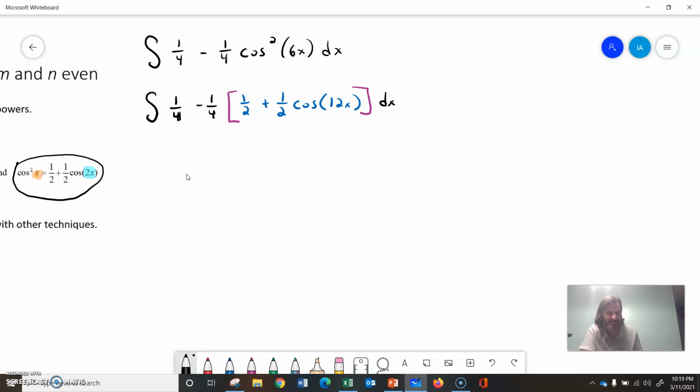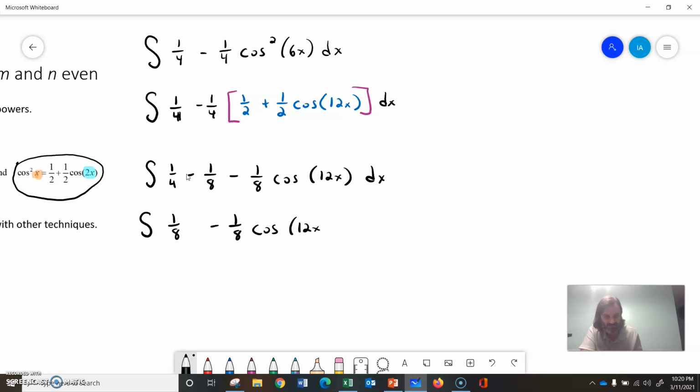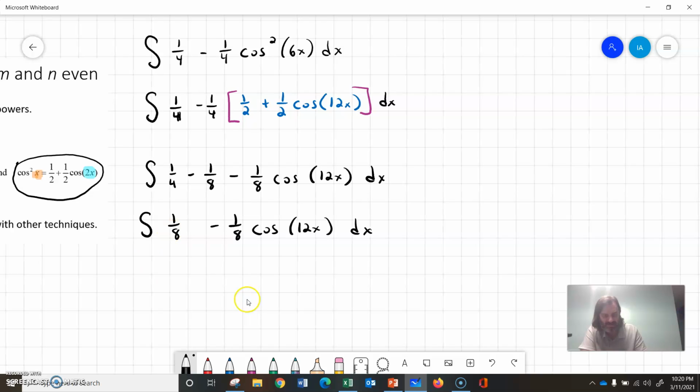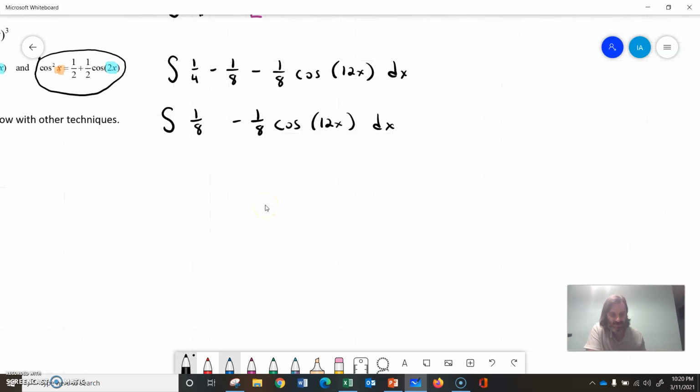So let's see. Let's do some distributing and cleaning up here. I've got the integral of 1/4 minus 1/8 minus 1/8 cosine of 12x dx. I'm going to do one more. Combining 1/4 minus 1/8 is 1/8 minus 1/8 cosine of 12x dx. So, what do we need here? Well, the integral of 1/8 is 1/8 x. And then when we go to integrate this negative 1/8 cosine, let's just write the negative 1/8 here.